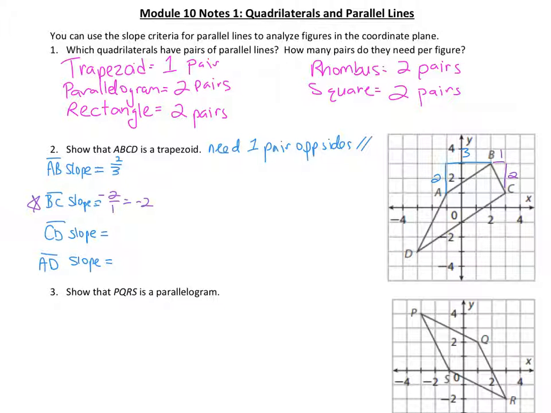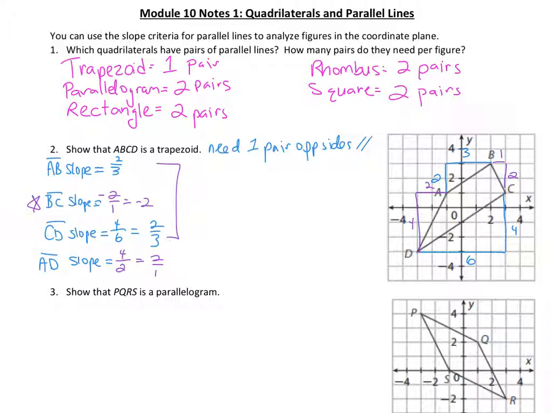For the next one, from C to D, there are 4 blocks going up and there are 6 going across. So our rise would be 4, run would be 6, and that is a positive, but that reduces down to 2/3. For the remaining side, when we connect those together, we've got a 4 and a 2, so our rise is 4, run is 2, and it reduces down to 2 over 1, and that's a positive.